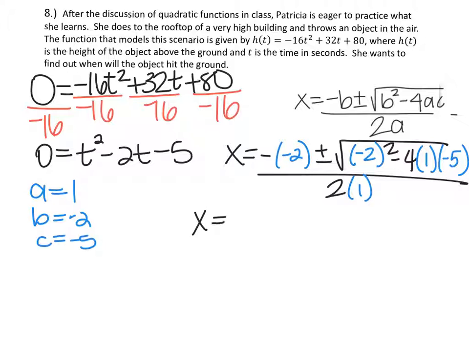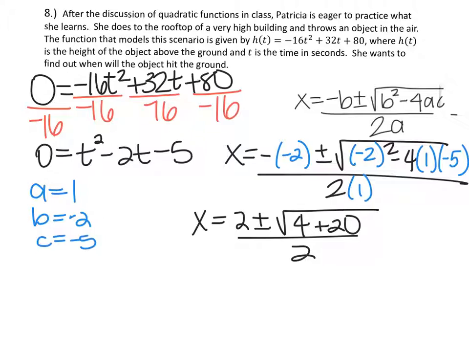So that's going to give us negative times -2 is 2, plus or minus the square root of (-2)^2, which is positive 4. Then we have -4 times 1 times -5, which is positive 20, all divided by 2. So that's going to give us 2 plus or minus the square root of 24, divided by 2. We want to get a decimal value, so let's get our two solutions.